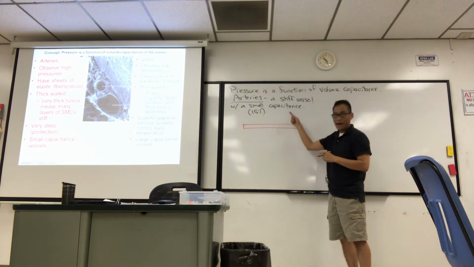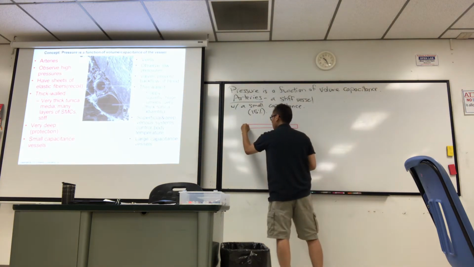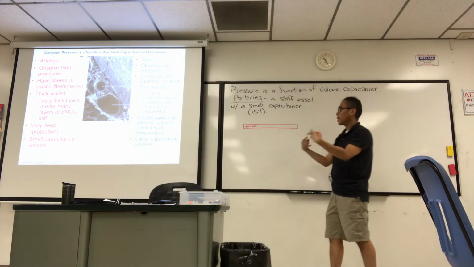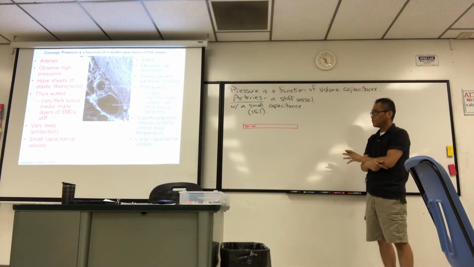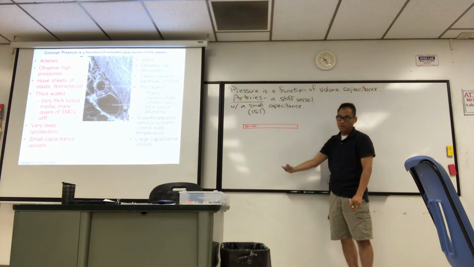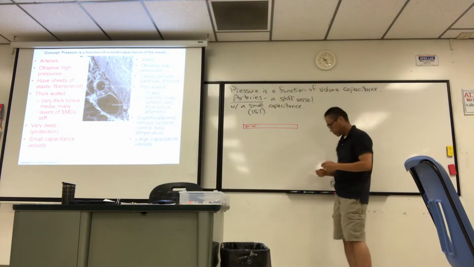That has a small capacitance. So I'll say small volume. And I'll write small volume in small letters to symbolize they don't hold very much blood, 15%. However, this volume of blood, this 15%, is large for its capacitance. Therefore, you observe high pressures.